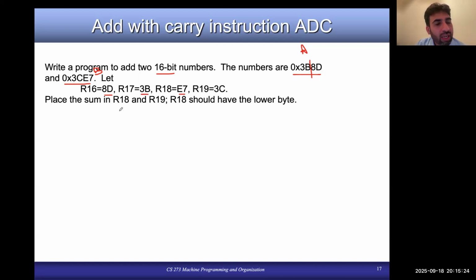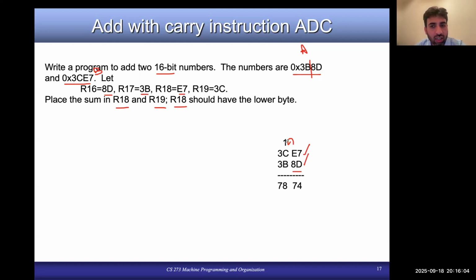Now we want to add them, and after adding, the result will definitely be greater than 8 bits, right? So we want to store the result in two registers, R18 and R19, such that we place the lower half of the result in R18 and the upper half in R19. Now, how can we do that? Basically we add these two numbers together, but when we add these two lower halves, there will be a carry out from bit 7 into bit 8, and then we should add the upper half of the two numbers also with the carry.